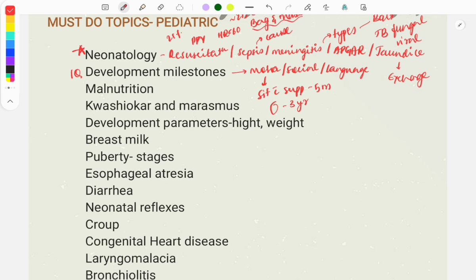And if this does not develop by that age, then there are some red flags as well which you must know. Then likewise for the social also it is the same, like the social smile, when will the child recognize their mother, then waving bye-bye.